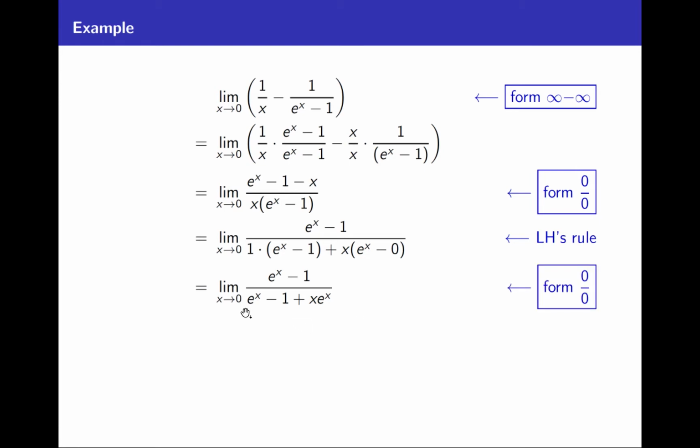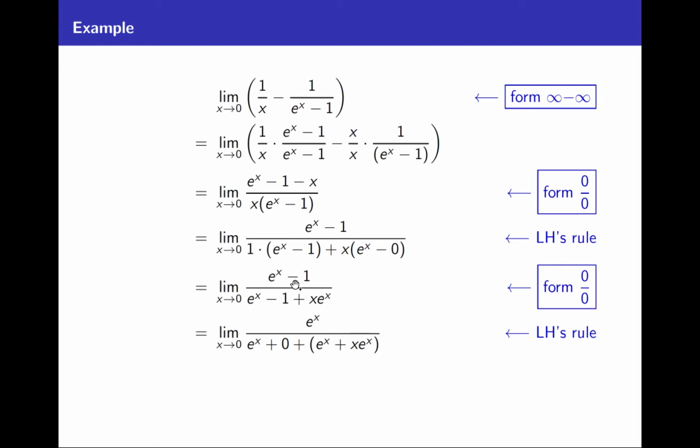And that's still form 0 divided by 0. Plugging in a 0 to the top, we'd get e to the 0 minus 1 is 0. And down here, e to the 0 minus 1 is 1 minus 1 plus 0 times e to the 0. That gives you 0 down there as well. So we have to apply L'Hopital's rule to this again, since we're still form 0 over 0. But take heart, because notice that we're actually getting down to a simpler expression than what we had up here. So let's apply L'Hopital's rule one more time.